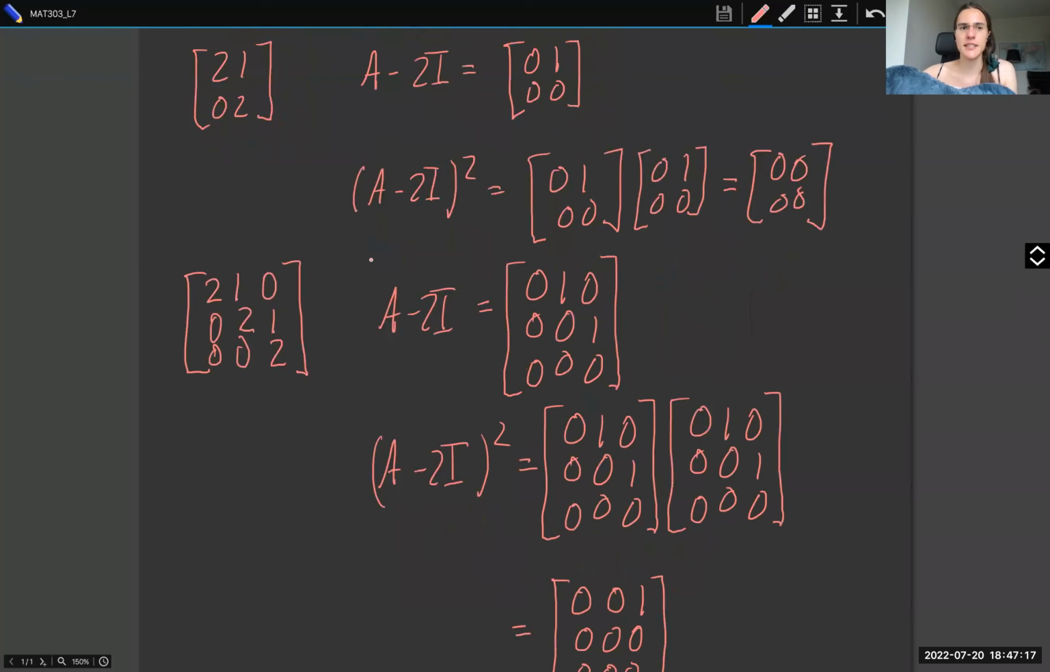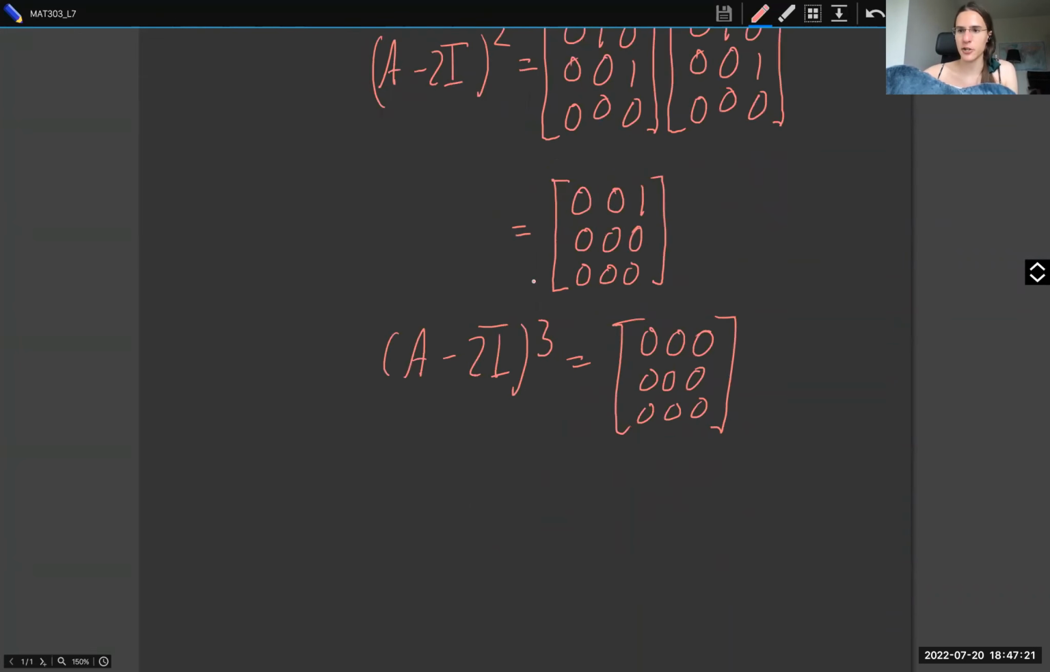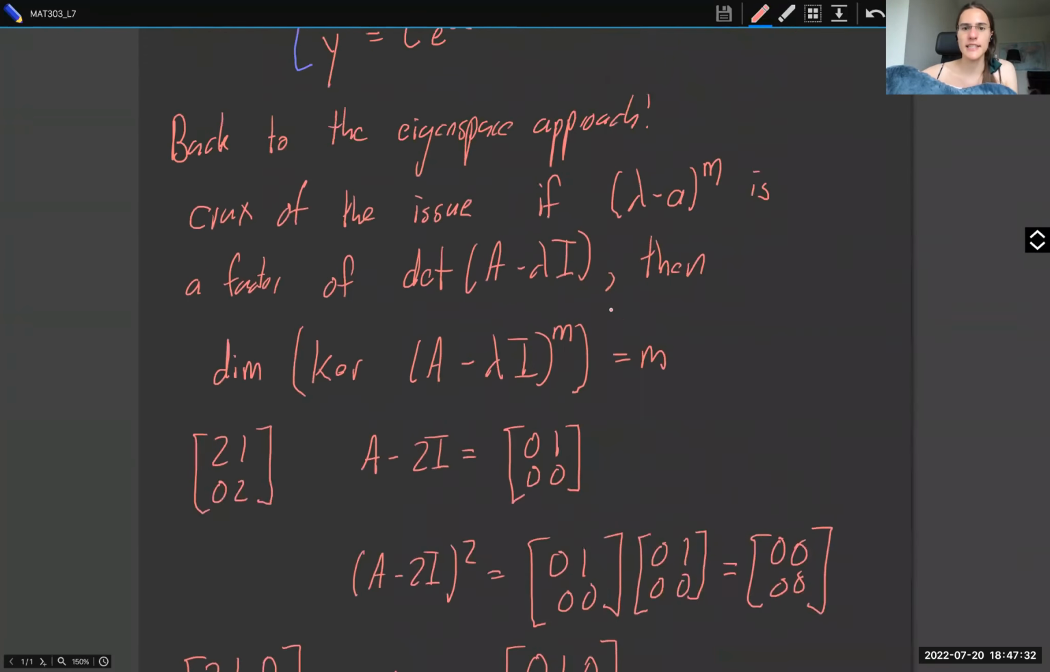So you can see that if you have a 3-dimensional eigenspace, in general, you might have to consider the kernel all the way up to the 3rd power in order to get a 3-dimensional generalized eigenspace. So this kernel, this is known as the generalized eigenspace.